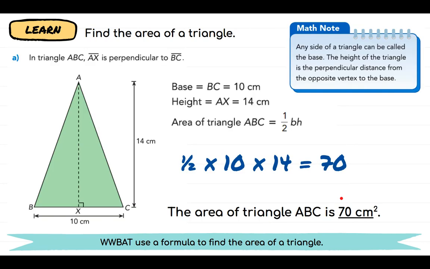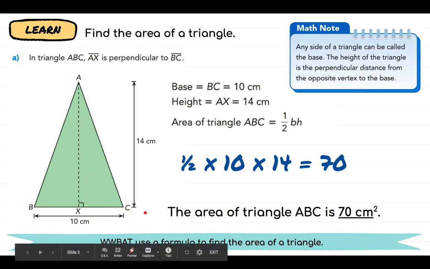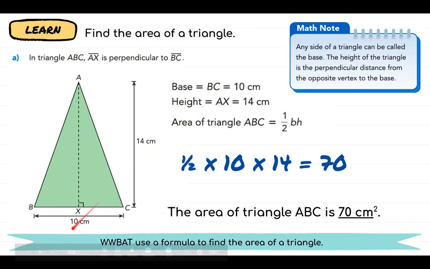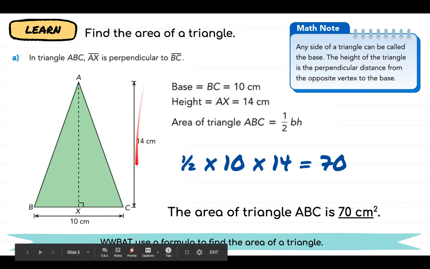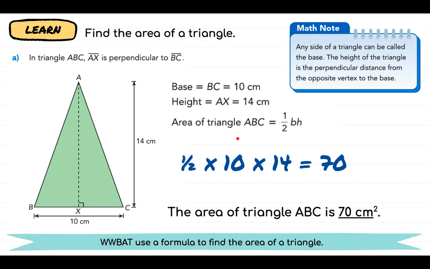So for example, if you look at this triangle, ABC, AX is perpendicular to BC, so AX is our height, BC is our base, and the base is 10 centimeters. The height is 14 centimeters. So when you find the area, you use 1/2 times base, which is 10 centimeters, times height, which is 14 centimeters. So that's 1/2 times 10 times 14.